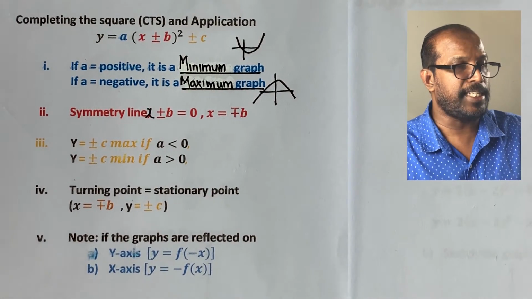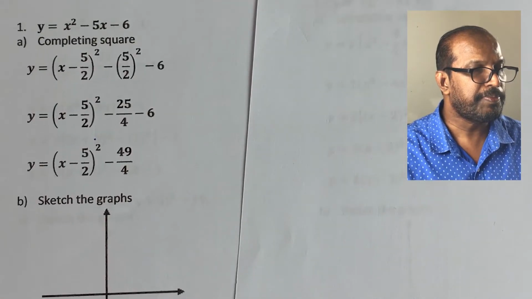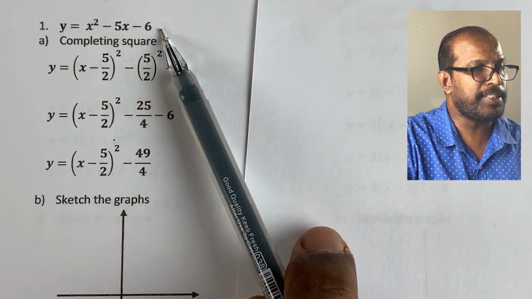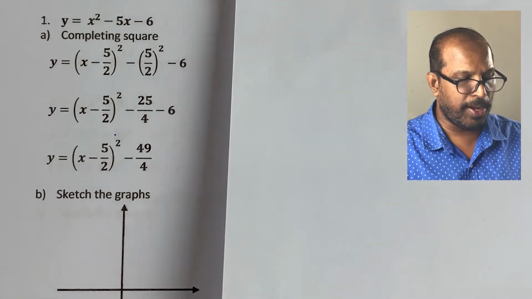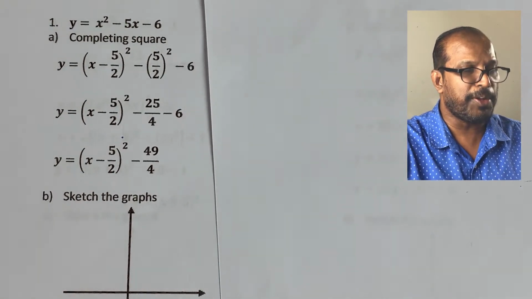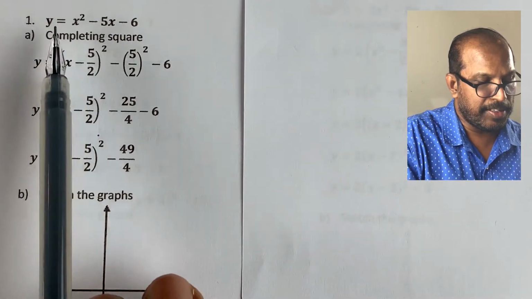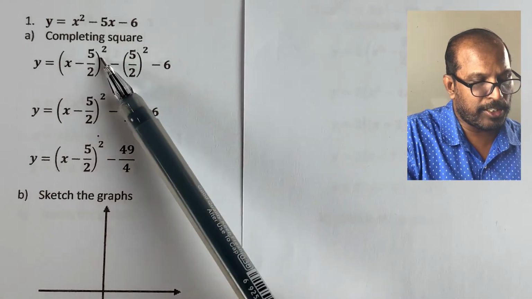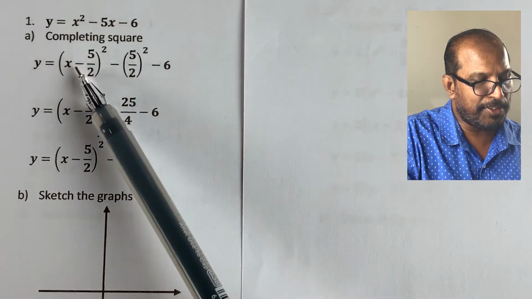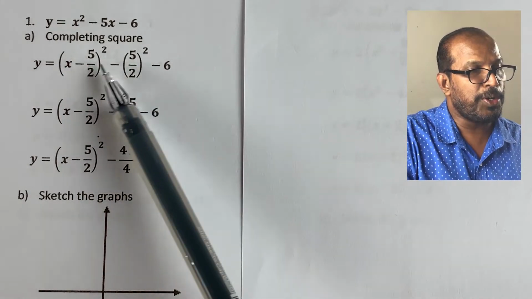Okay, let's take the first example. You are given y equals x squared minus 5x minus 6. We are going to complete the square. The coefficient of x squared is 1. Therefore, we use bracket squared minus bracket squared, and minus 6 remains. The 5 is negative, therefore this is negative. So you get x minus 5 over 2, and minus the same value repeated here. This is how we do completing the square.